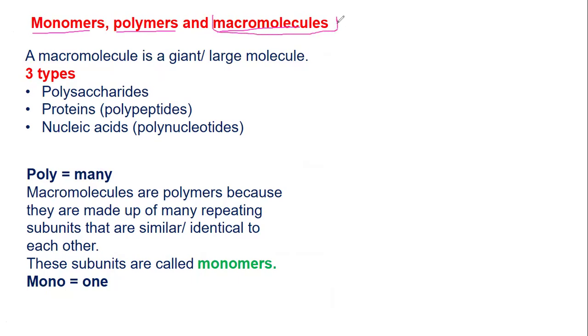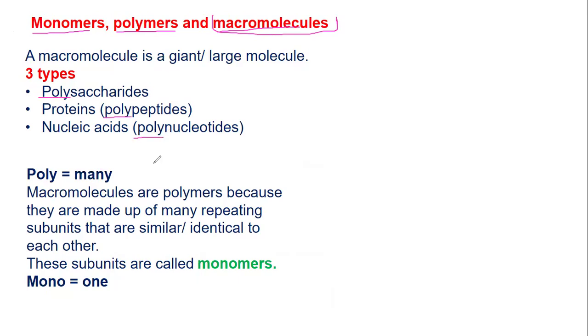Macro, when someone asks you what is a macromolecule, the word macro simply means something that is giant. So these are large molecules. And we have three types of macromolecules that are very important in biology. We have the polysaccharides, we have the proteins, sometimes called polypeptides. We also have the nucleic acids, that is DNA or RNA, which is also sometimes called polynucleotides.